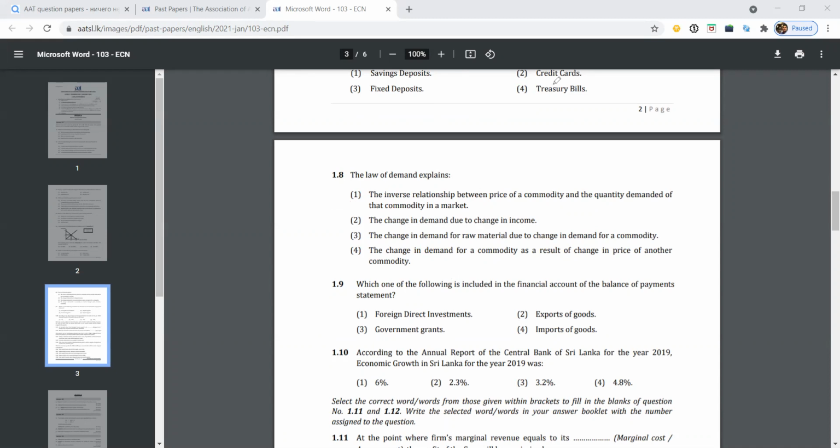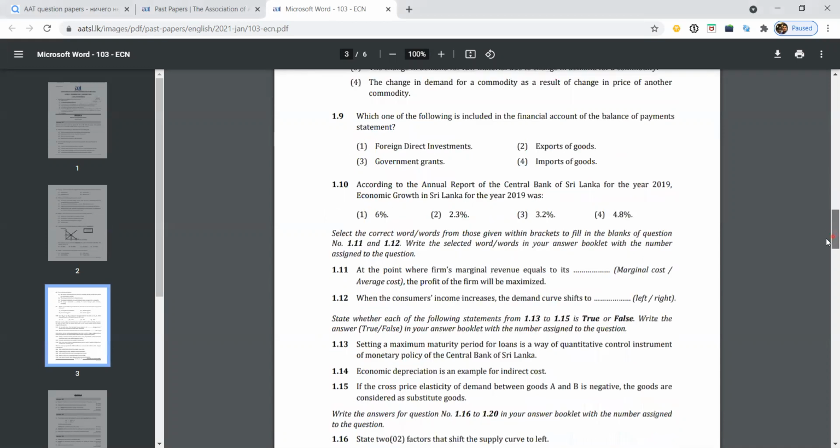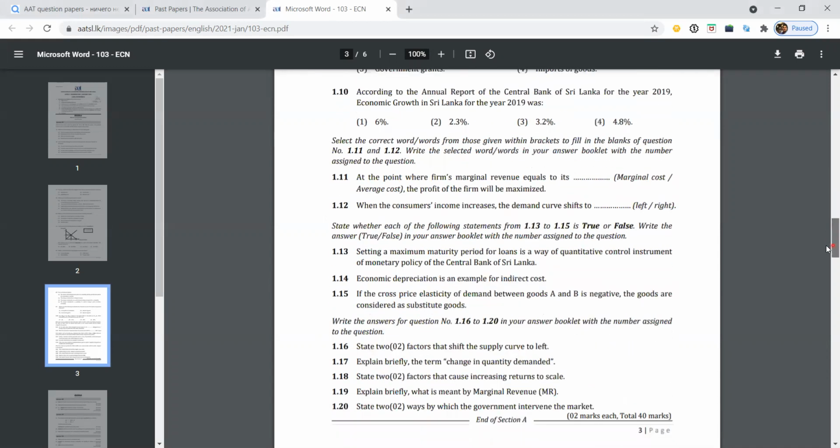Next question. You are supposed to write short answers. When the consumer's income increases, the demand curve shifts to the right. Whenever demand increases, the demand curve shifts to the right. So consumer's income increase is a reason for demand to increase. So it shifts to the right. We cannot do the other one.